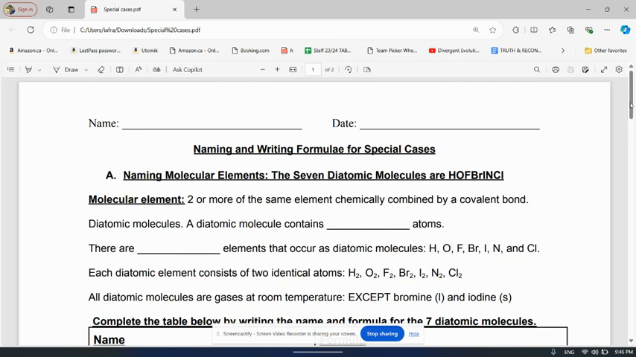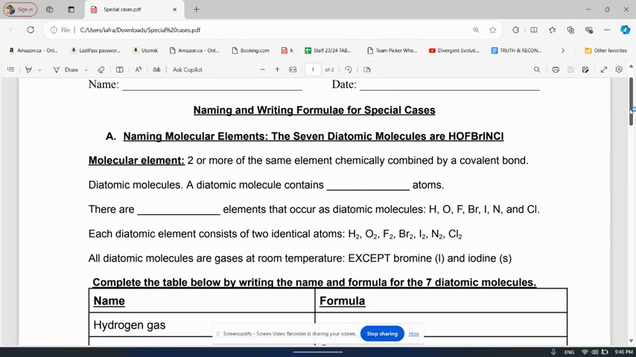In this video, we're going to learn how to name some special cases for substances. The first special case is called naming molecular elements. Remember, these are not quite compounds, but there's still two or more elements connected together. An example of a molecular element would be a diatomic molecule.